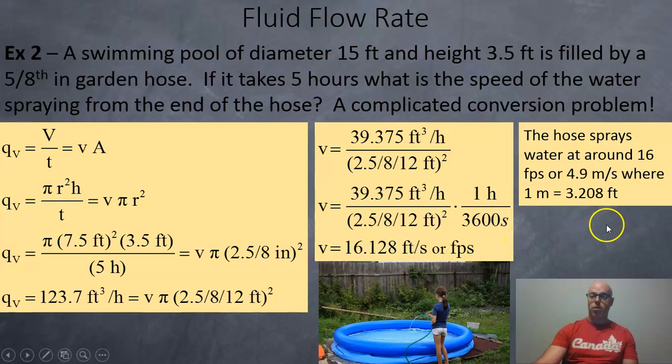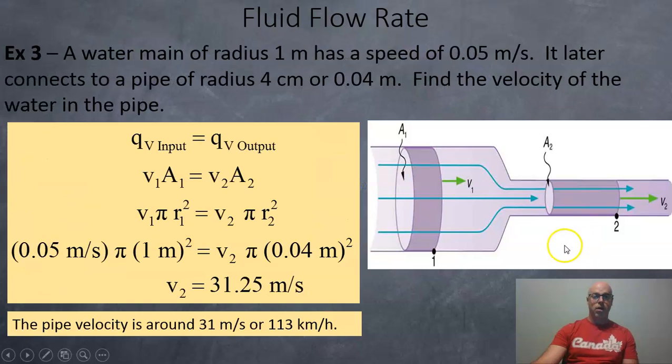So the hose is going to spray the water at around 16 feet per second, which is around 4.9 meters per second, half the speed of an Olympic sprinter. Okay, so that was a tough example. Now here's a slightly easier one.